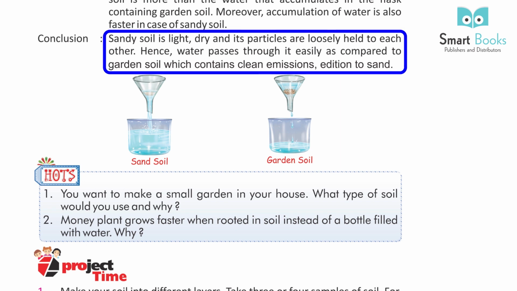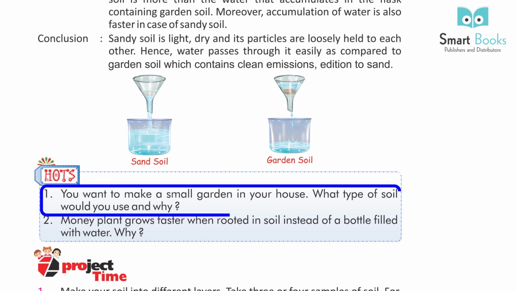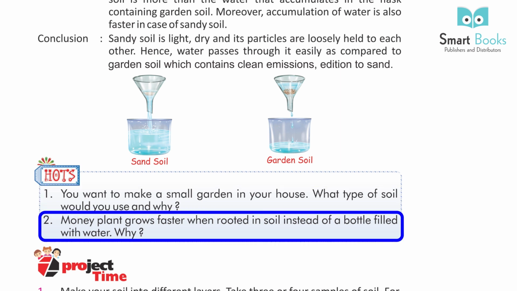Conclusion: sandy soil is light, dry and its particles are loosely held to each other. Hence, water passes through it easily as compared to garden soil, which contains clay and humus in addition to sand. Thoughts: 1. You want to make a small garden in your house? What type of soil would you use and why?